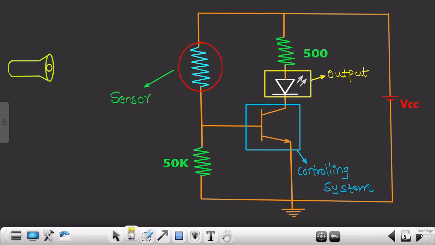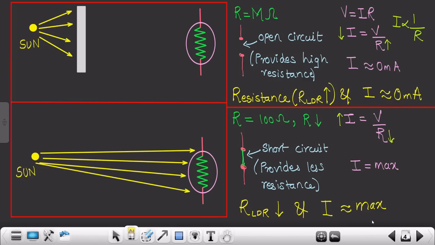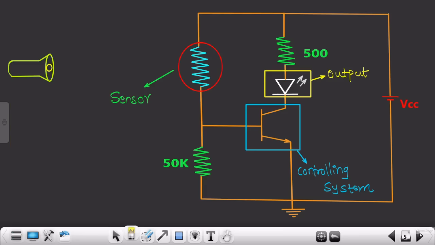So let me move further. Alright, so as you can see over here, the torch is in off condition. As the torch is off, obviously none of the light is incident on this particular LDR sensor. So that means we are talking about this particular case. As our torch is off, none of the light is incident on this LDR sensor, so it will act as an open circuit, or it will provide high resistance. Okay, so let me move further.